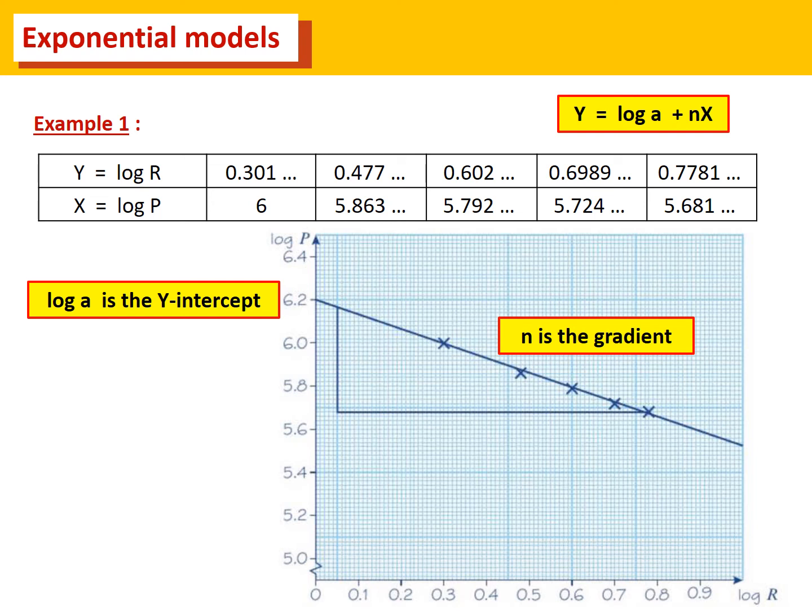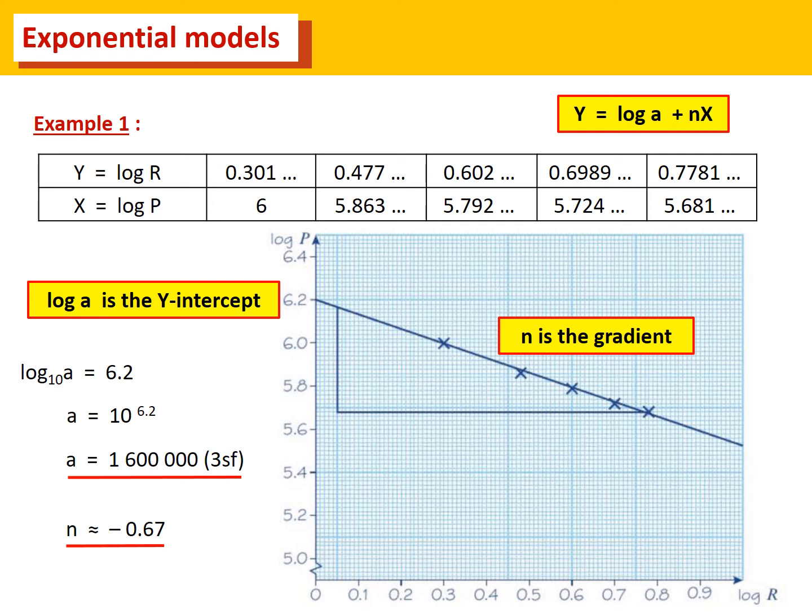Now we can see from the graph that the y-intercept is 6.2. So log to base 10 of A is 6.2, which gives us that, and gives us that value of A. And you find if you calculate the gradient, you actually get negative 0.67. If you remember, when we just used two values previously, our estimate for n was negative 1.29, so it's quite a significant error there. And that's how we do it, folks.